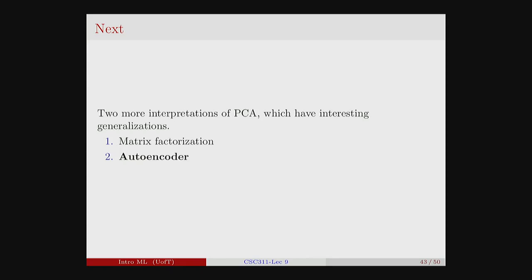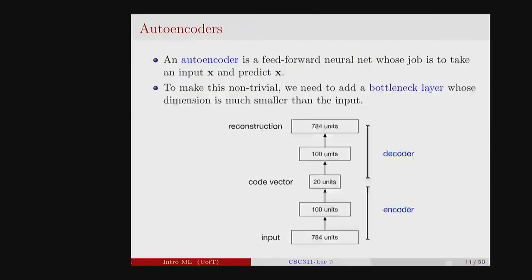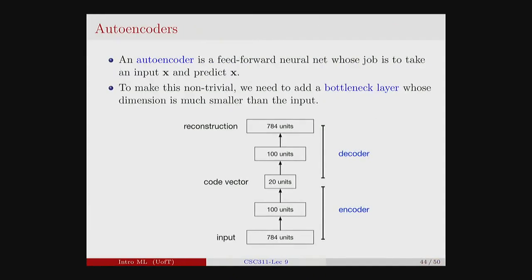And now what we're going to talk about are mechanisms that we can use to learn nonlinear representations. And in order to do that, I need to introduce to you a new kind of neural network. And that's called an autoencoder. So an autoencoder is a feed-forward neural net whose job it is to take some input X and learn how to reconstruct X, not in some lower dimensional space, but in the original space itself. So you're going to take X and try to predict itself. So that's why it's called an autoencoder.